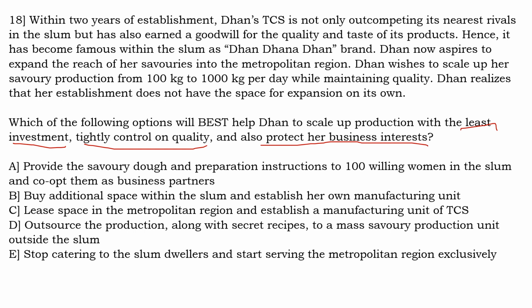Option B, buy additional space within the slum and establish our own manufacturing unit. So the space constraint can be solved by buying additional space. But the problem is that we know there are three conditions that she has to follow. One is the least investment. So if you start buying additional space, the least investment condition will not be met. You will have to make more investment, and she is not in a position to do that. So this is not going to be a good or a practical suggestion. So you can ignore it.